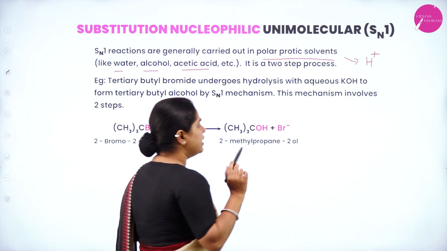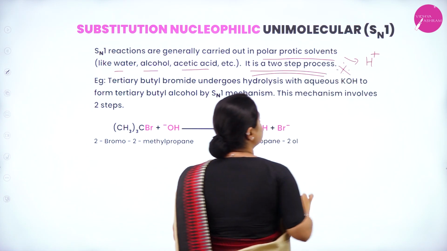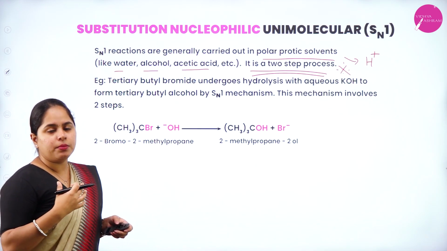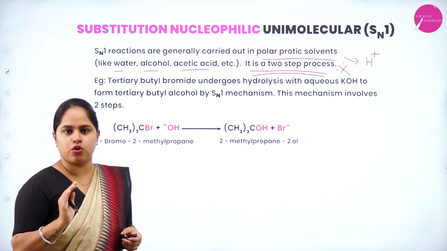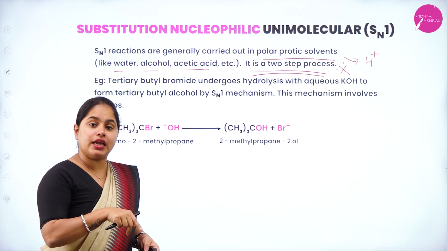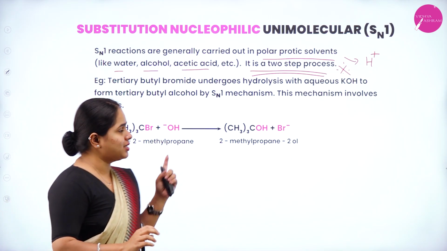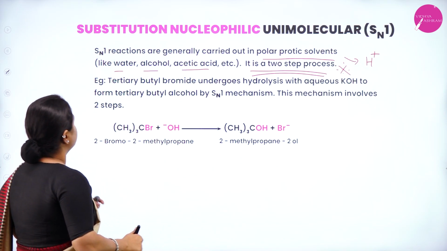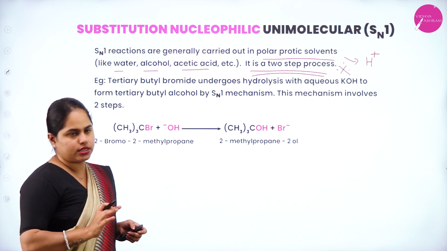Another important point to remember is that it is a two-step process. This SN1 mechanism takes place in 2 steps. In detail we are going to study that. That 1 stands for unimolecular, but the reaction takes place in 2 steps. You have to remember that 1 stands for unimolecular, and the reaction will take place in 2 steps. Let us take an example and understand the reaction.